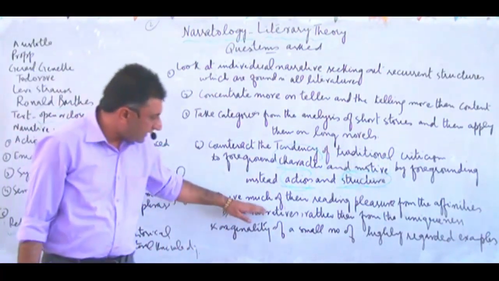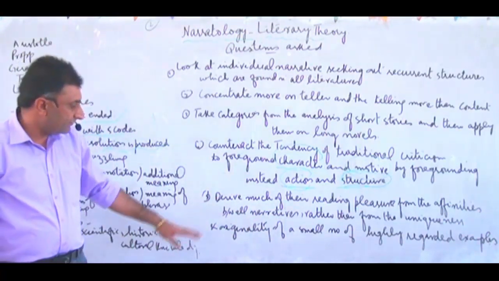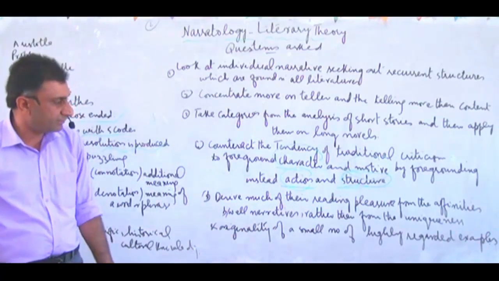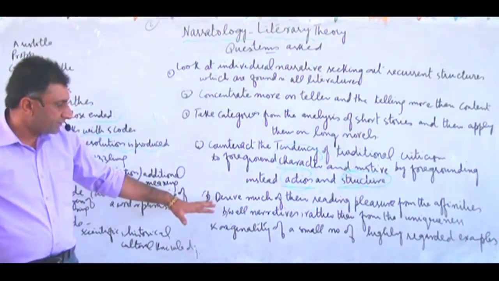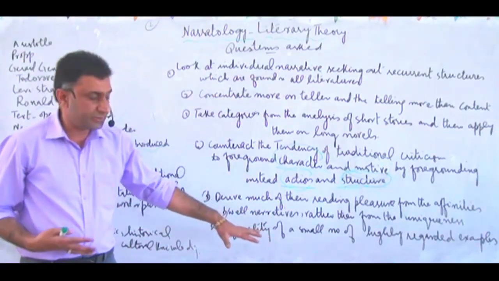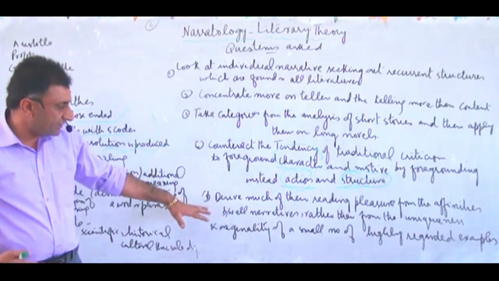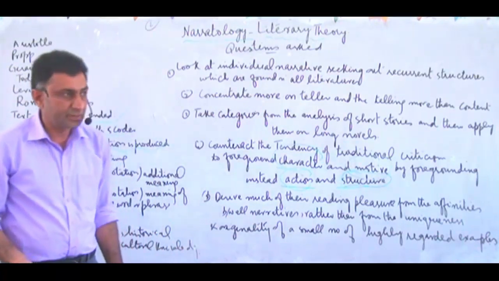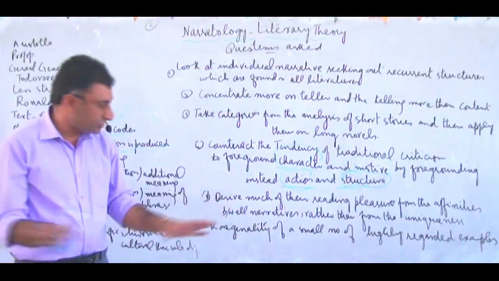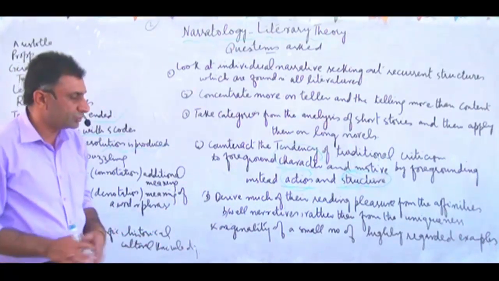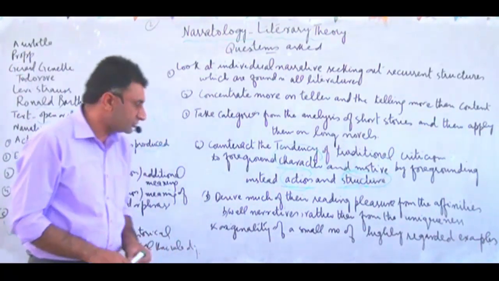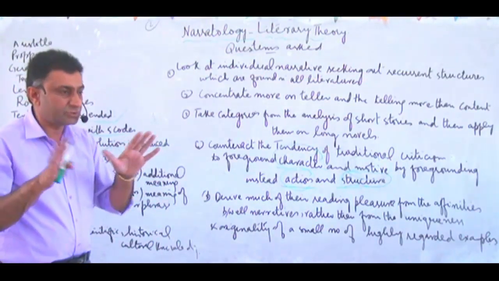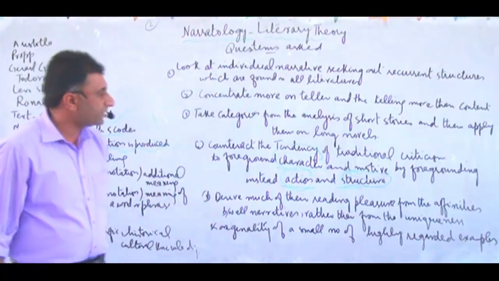Then the last thing is that they derive much of their reading pleasure from the affinities between narratives rather than from the uniqueness and originality of a small number of highly regarded examples. It means that when they read a piece of literature in order to get pleasure, they try to know the affinity, the relationship between all narratives, and they don't concentrate upon the uniqueness of only highly regarded examples. They try to understand those concepts which are part and parcel of each and every narrative.